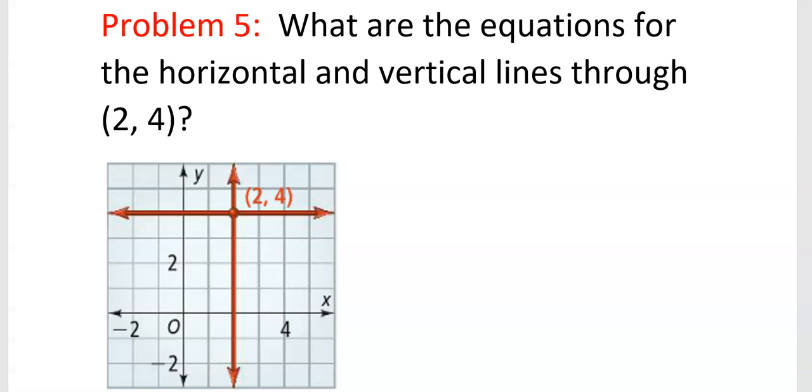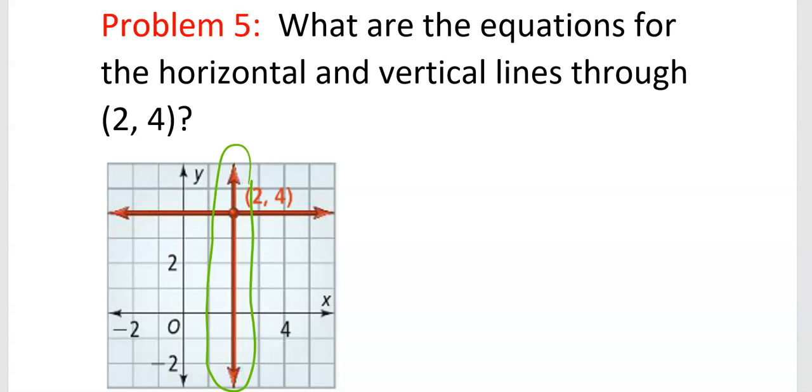So what we're looking for in problem 5 is what are the equations for the horizontal and vertical lines through 2, 4. So they give you an ordered pair. This is the most confused question that students normally have with this whole section, even though if you think about it, it does make sense, but you do have to think a little bit. So all they give you is a point 2, 4. They're looking for a horizontal line through it. They're also looking for a vertical line through it. So they've already graphed those for us. So let's work on this one first.